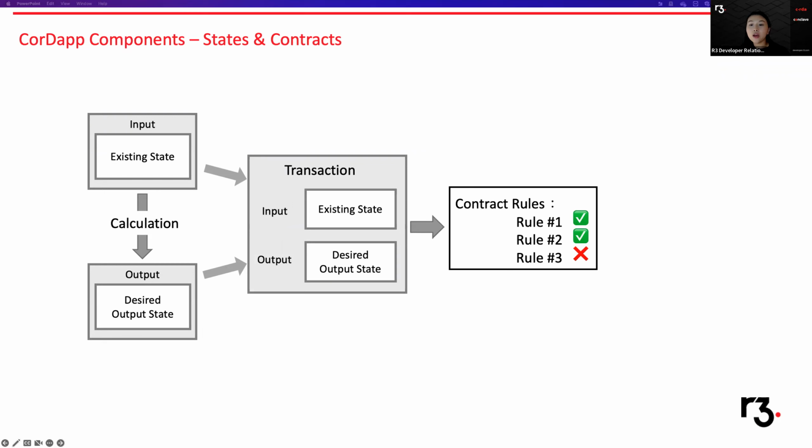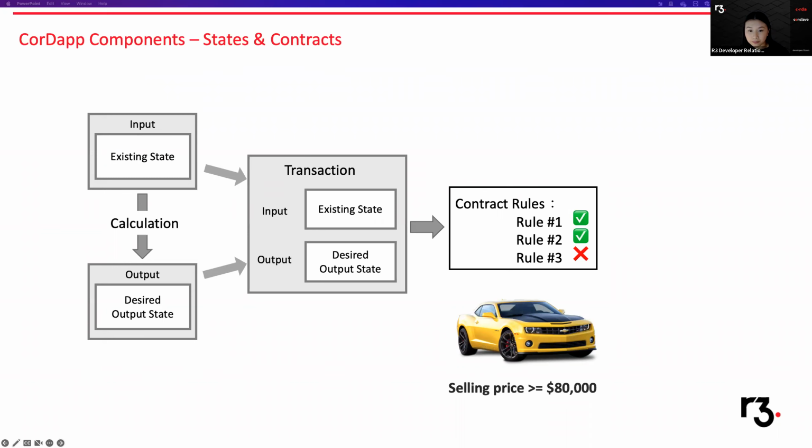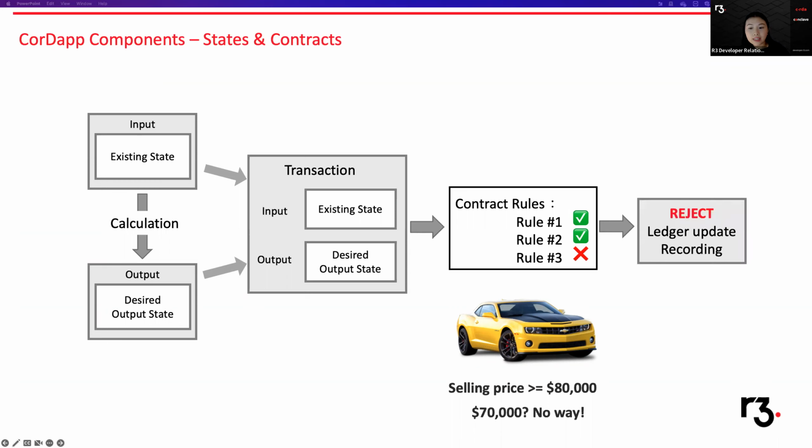So for example, in a case where we would like to sell a car, an example of a contract rule could be that the car cannot be sold for less than 80,000 USD. And if the proposed ledger update is to sell that car for 70,000 USD, then the contract rule will fail as a minimum of 80,000 USD has not been met. This means that the transaction can't update the initial input state in the ledger with the proposed output state because the verification process has failed. And so the ledger update request has been rejected.